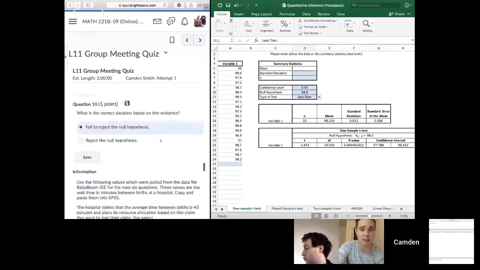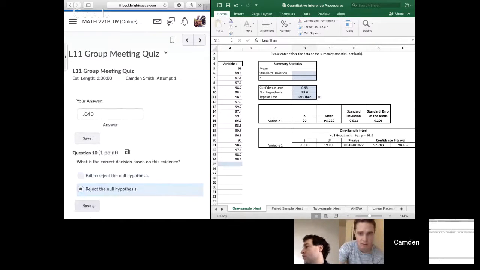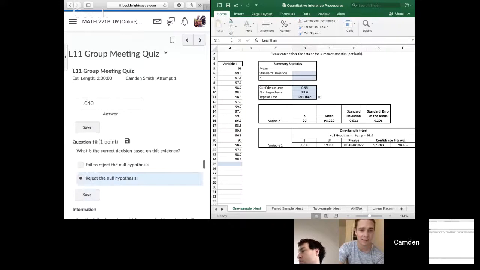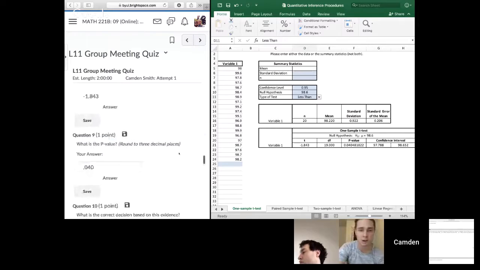And that is less than 0.05. What's the number? It's 0.05. Okay, yeah, so it is less than, so we reject it. Or we fail to reject it? No, we reject it. Yeah, we reject. We rejected it, yeah. Okay, sweet. That should give us the right answers then.